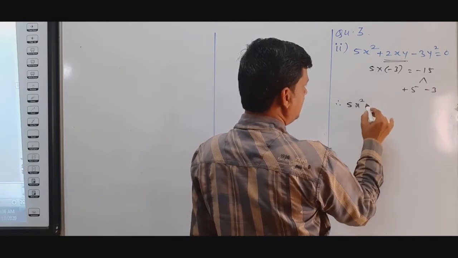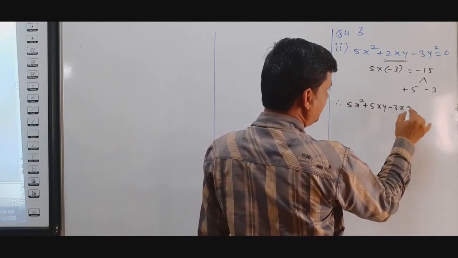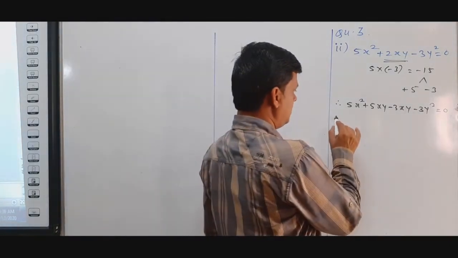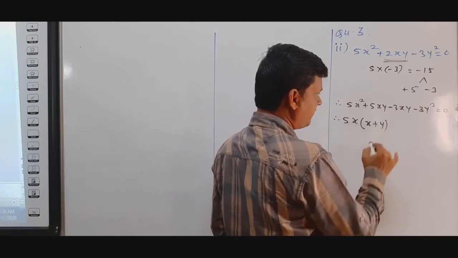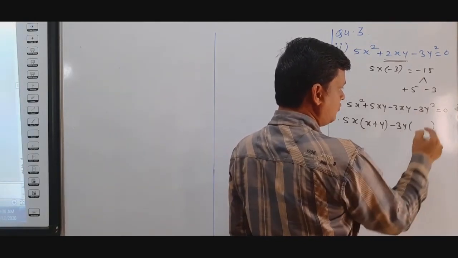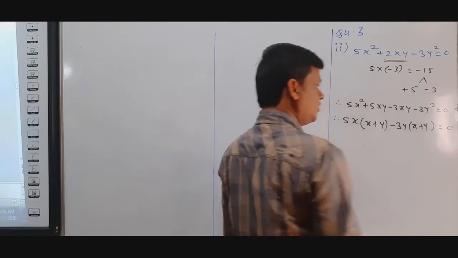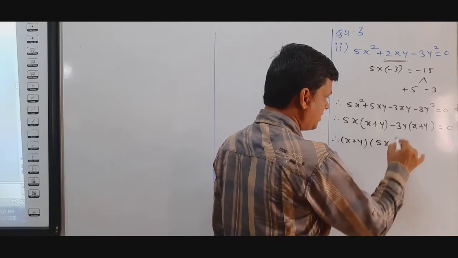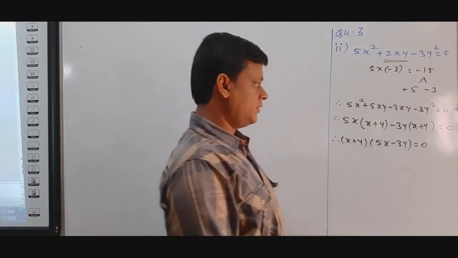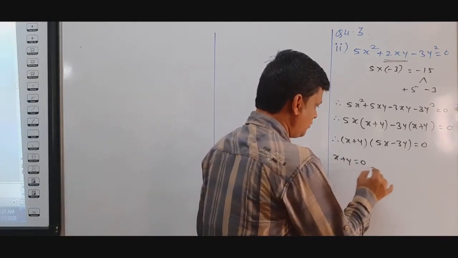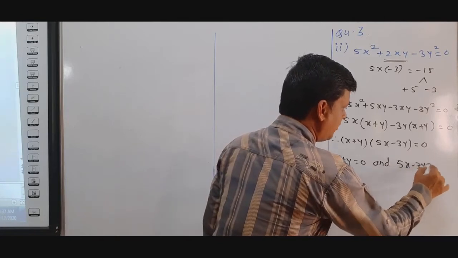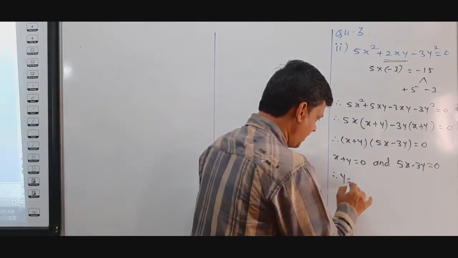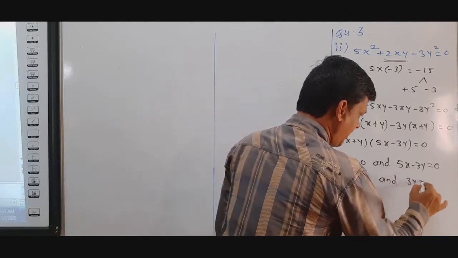Therefore 5x square plus 5xy minus 3xy minus 3y square equal to 0. Now take 5x common from the first two terms. Therefore 5x in bracket x plus y, take minus 3y common from the last two terms, we get x plus y equal to 0. Now taking x plus y common, therefore x plus y in bracket 5x minus 3y is equal to 0. Therefore we write x plus y equals 0 and 5x minus 3y equals 0. So we have to find the slope of the lines. So we write it in the form y equals mx. Therefore y is equal to minus x and here we write 3y is equal to 5x.